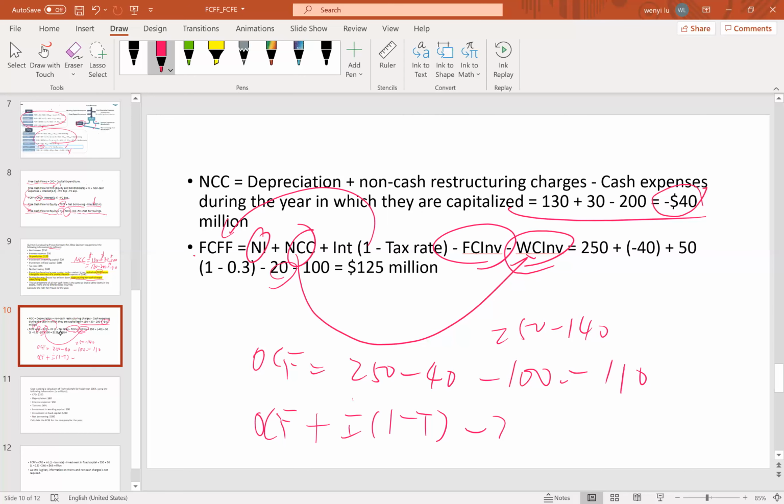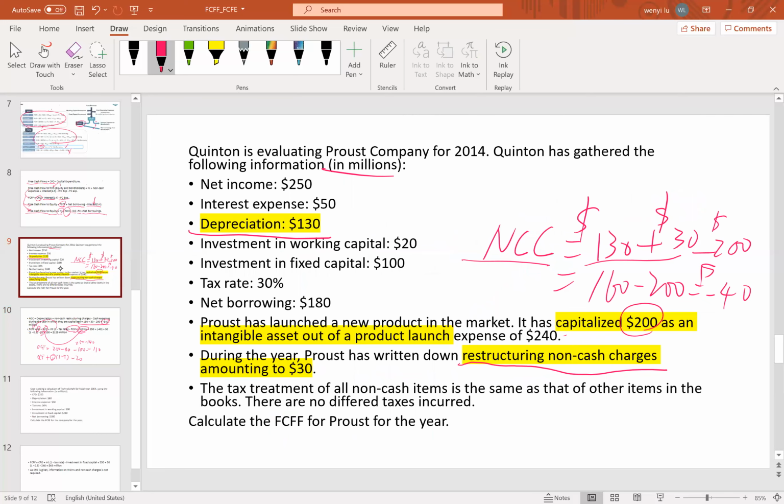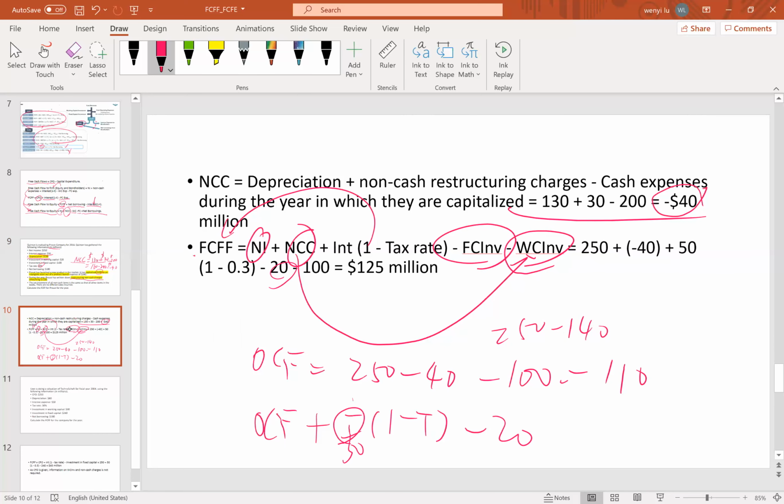Minus 20, right? This I is interest. Interest, from the last slide you can see here, is 50 times 1 minus 30%, right?